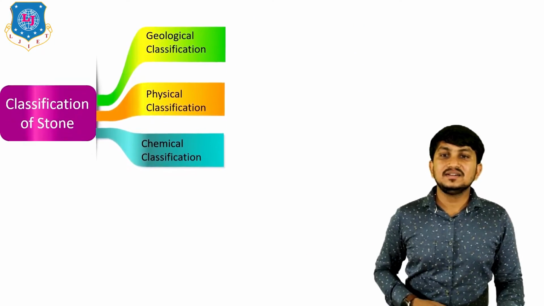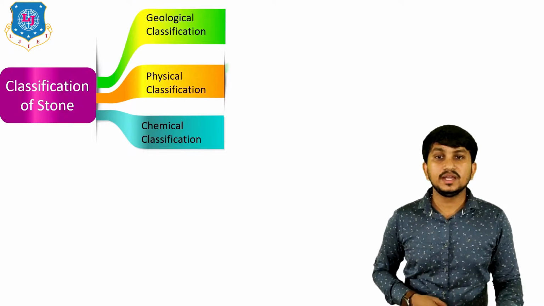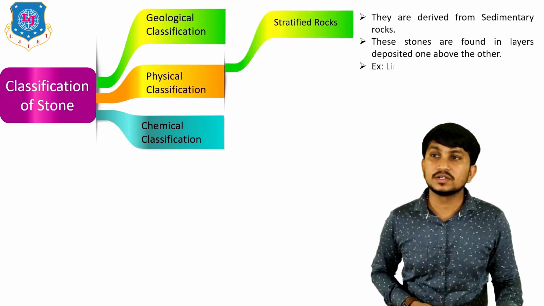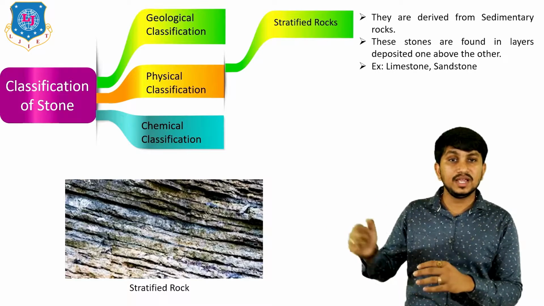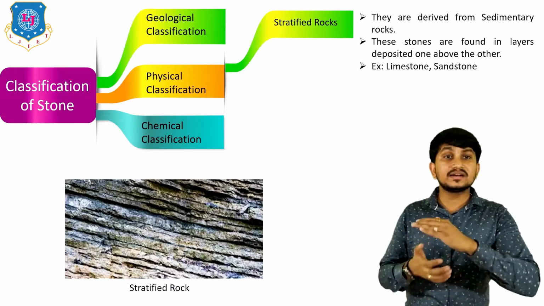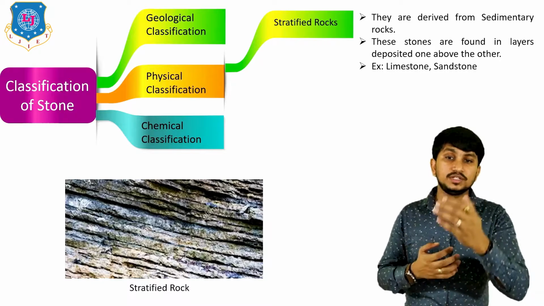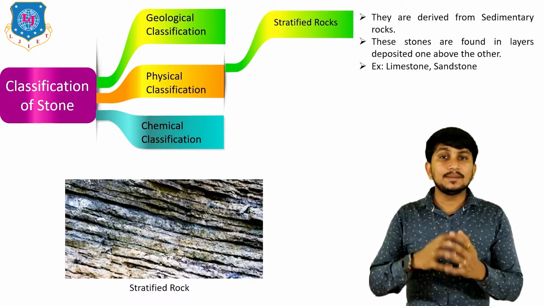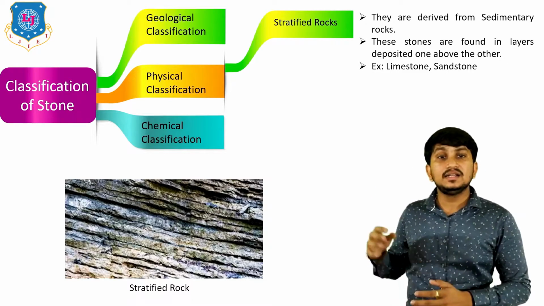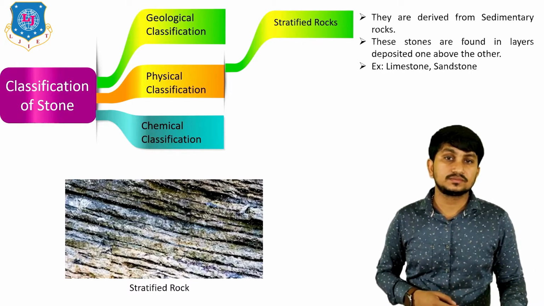Now let's discuss physical classification. In physical classification, first type of rock is stratified rocks. They are derived from sedimentary rocks. These stones are found in layers, deposited one above the other. You can clearly see a number of layers one above the other. The examples of these stratified rocks are limestone and sandstone.